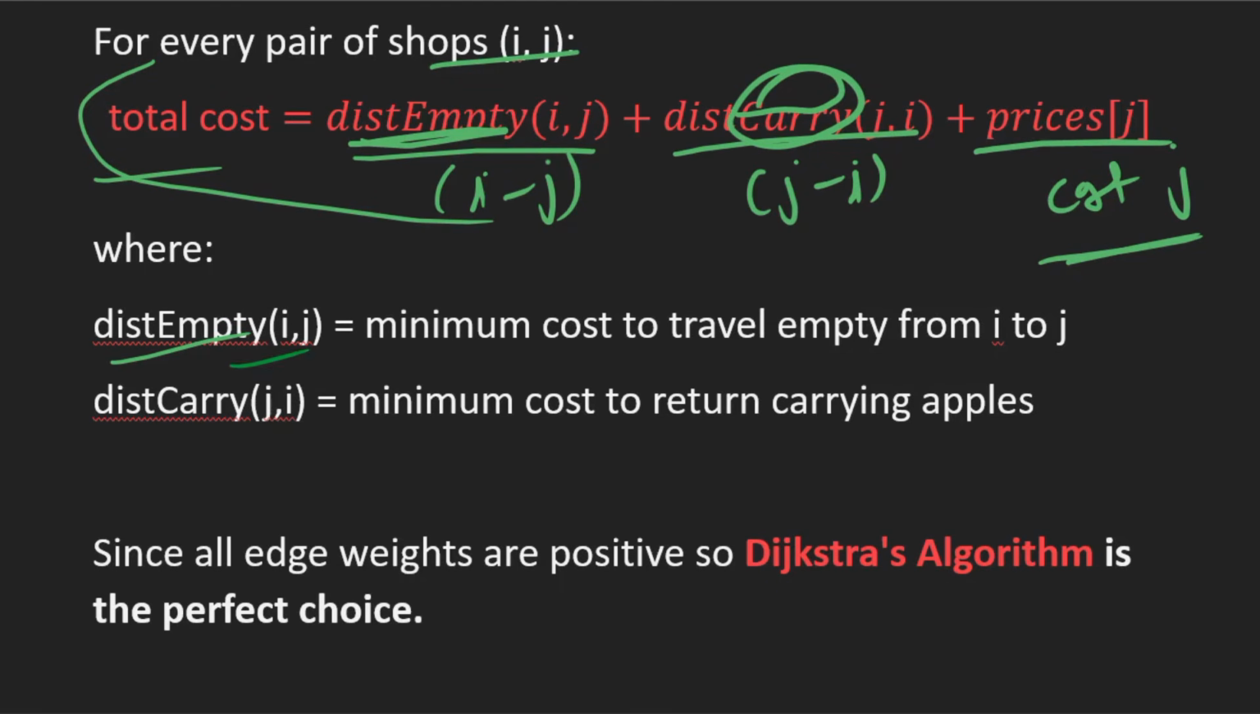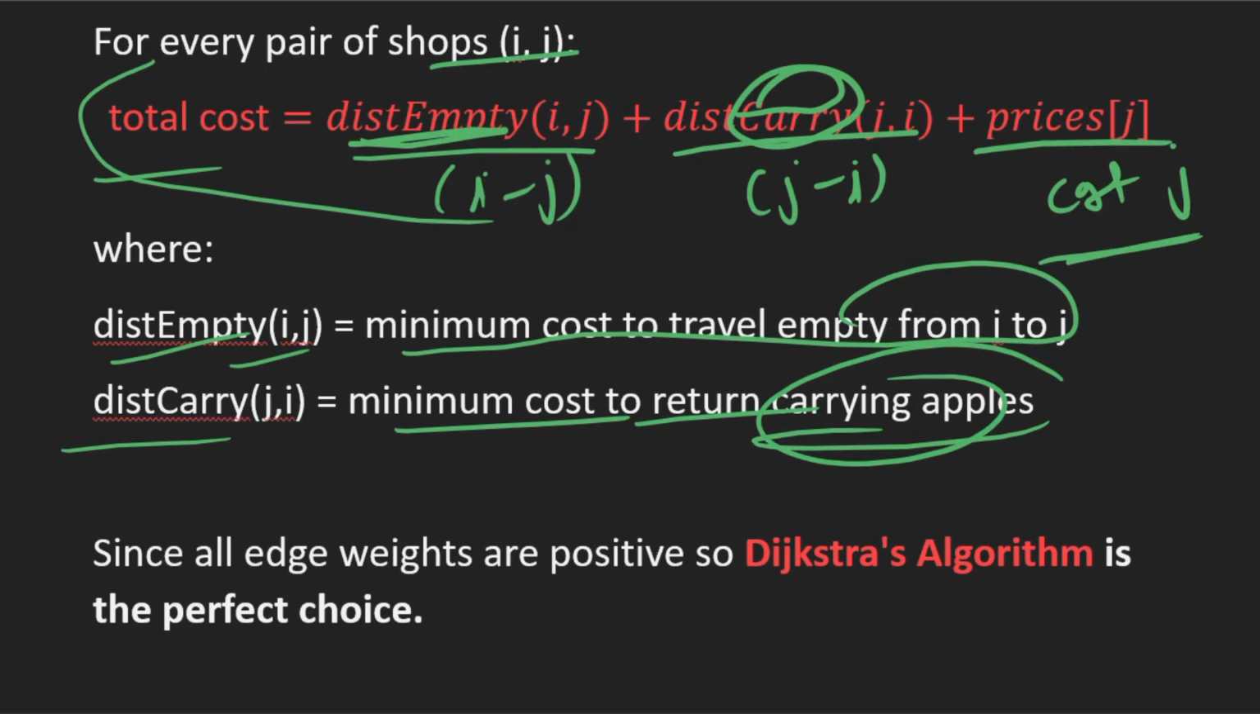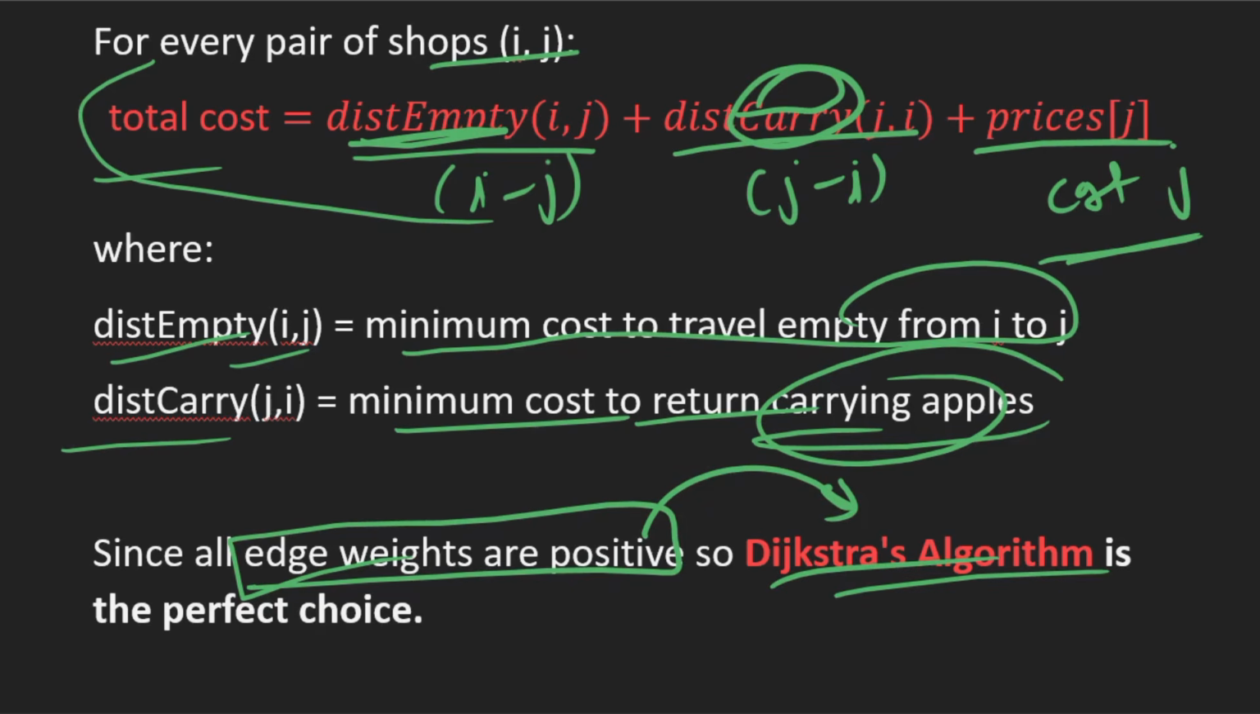So here, empty means the minimum cost to travel empty from i to j, and distance carry of j to i is the minimum cost to return to i carrying apples, right? And even here it is given that edge weights are positive, so we can use Dijkstra's algorithm, right?